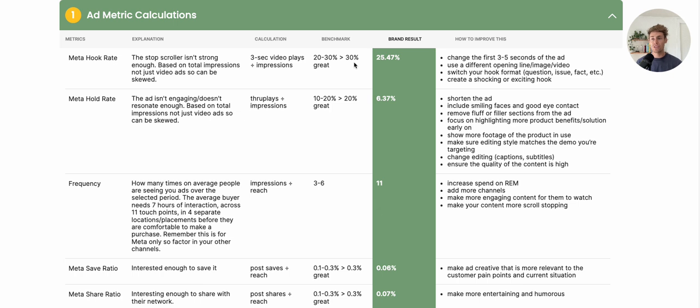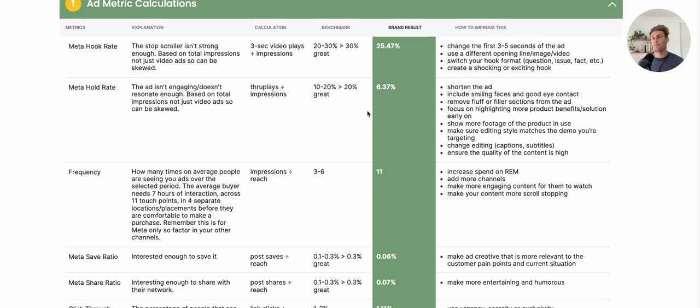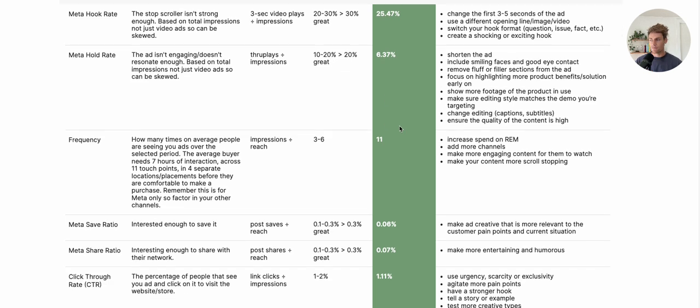So people are interested and they stop scrolling when they see this brand's ads. Hold rate needs a bit of improvement. So when we look at that, we're like, okay, first 5 seconds are great in this ad. We really need to improve the rest of the video so that people stay engaged and keep watching.